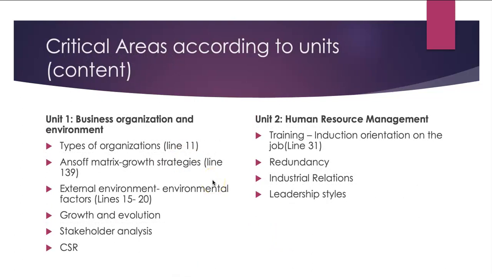Then just to go quickly, look at some critical areas that I think you might need to focus on when you're looking at the case. So in Unit 1, business organization and environment, I think you need to focus on the types of organization. You need to look at growth strategies. Go back and look at the Ansoff matrix. Ensure that you have an understanding of the environmental factors. Look at the external environment. Look at growth and evolution, whether they're going to do a joint venture, partnership, anything like that. Look at stakeholder analysis. Know the stakeholders of the university, internal stakeholders, external stakeholders. Also in Unit 1, focus on the corporate social responsibility of the university.